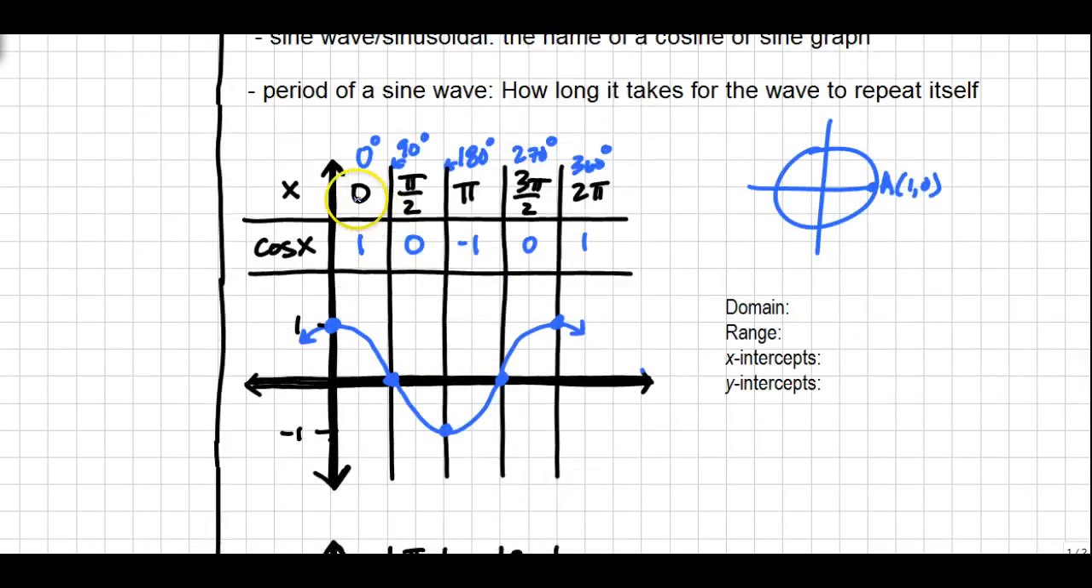The domain here is what kinds of x's could you use. The x's could go on forever to the right, they could also go on forever to the left. So the domain here is all reals. The range, however, the height of the graph top to bottom, is just from -1 to 1. The x-intercepts, remember, are where the zeros occur, and they occur at 90 and 270.